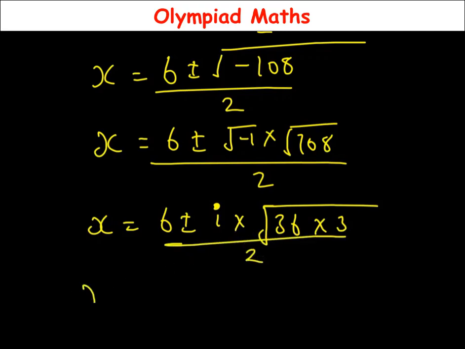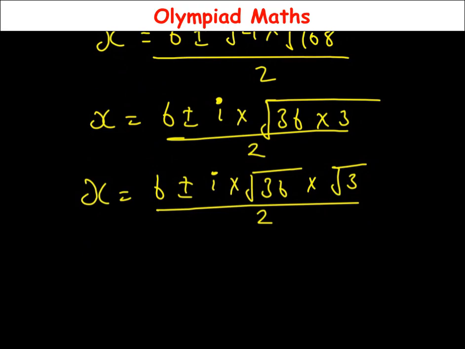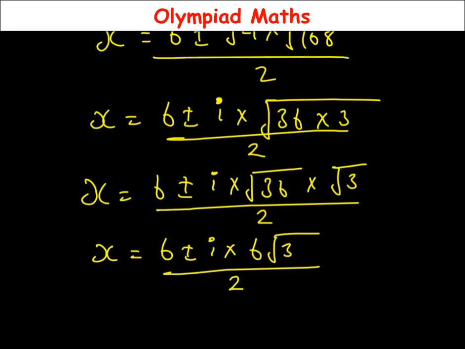So from here, x is equal to 6 plus or minus i times root 36 times root 3, all over 2. Okay, so from here, the value of x is equal to 6 plus or minus i times root 36, which is equal to 6, then times root 3 all over 2.